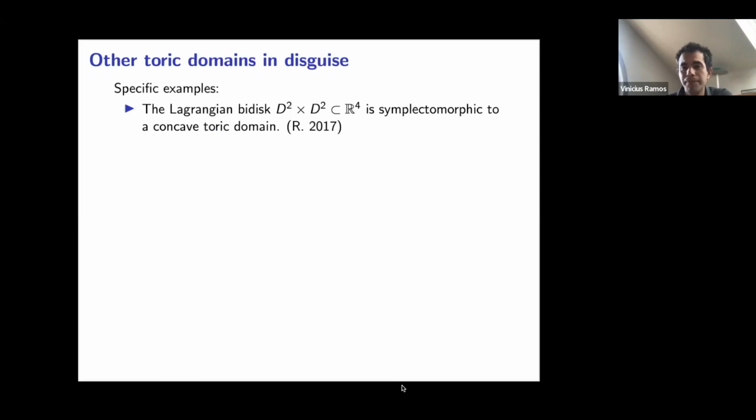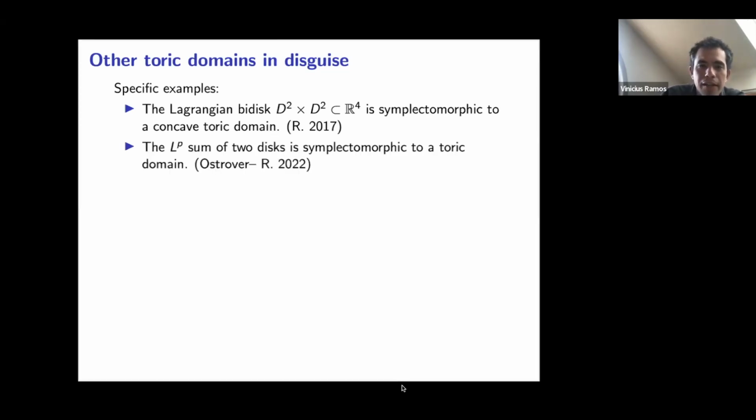And I proved, and it was published in 2017, that this is symplectomorphic to a concave toric domain. So it's the first one that I discovered, and this is actually interesting because this concave toric domain is bounded by a smooth curve, which is something that doesn't happen very much in the toric world. But it's not a problem because this is not a closed manifold.